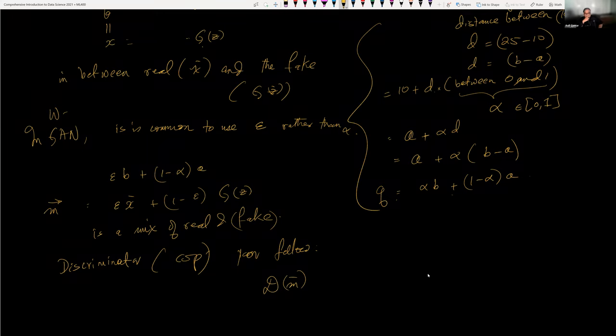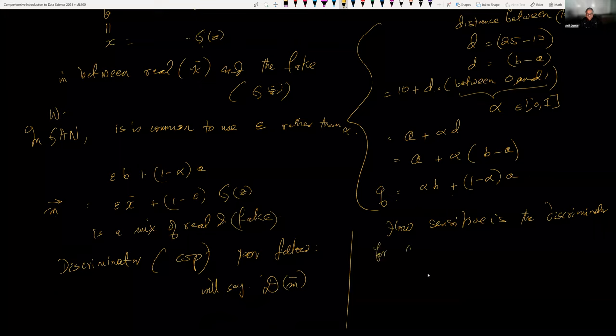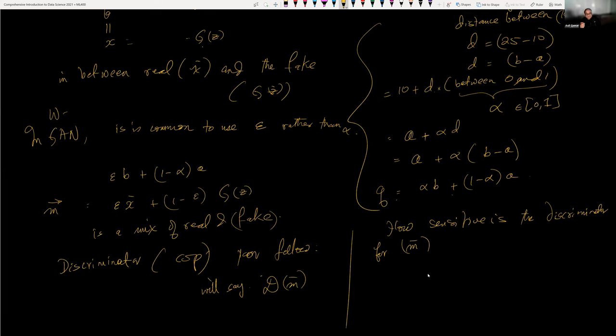Now you say, but how sensitive are you to this entire faking business? How much does your decision change by adding a very small amount of fake? When I'm sliding along the spectrum between real and fake, how sensitive are you really? Remember, one measure of sensitivity is the gradient. So let me ask this question this way: how sensitive is the discriminator to M? For small changes in M, how much does it change its decision?